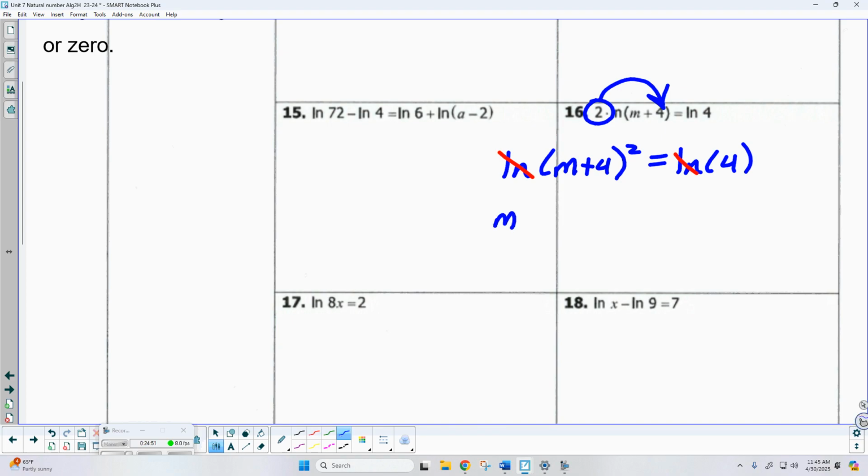So that would be m squared plus 8m plus 16 is equal to 4. Okay. Does anybody want me to go back and show how I expanded that? I just kind of did it in my head.